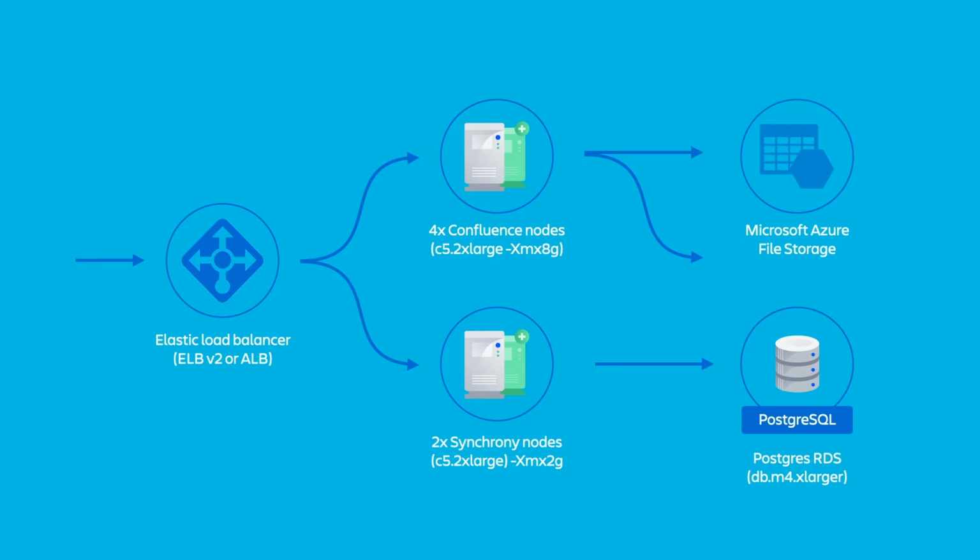However, if you want Synchrony and Confluence processes to run on separate nodes, the setup will look something like this. You'll see we have the Confluence cluster in the center at the top and the Synchrony cluster beneath it. And we use ELB v2, otherwise known as an Application Load Balancer or ALB, because we need to be able to direct traffic to the Confluence cluster or to the Synchrony cluster as required. Those two clusters then communicate with the shared home of the highly available Azure File storage and the RDS Postgres database.